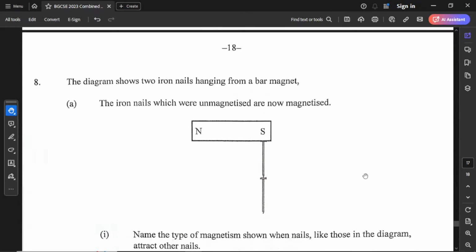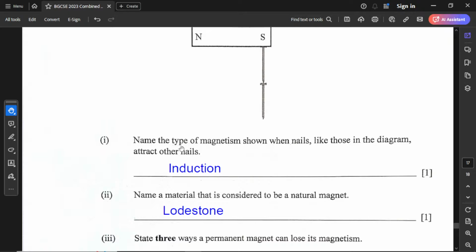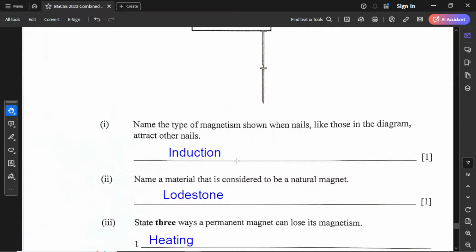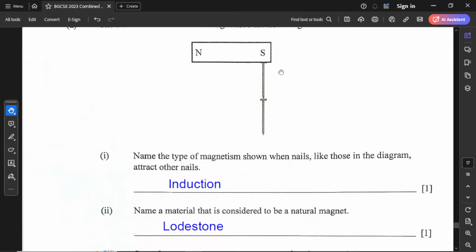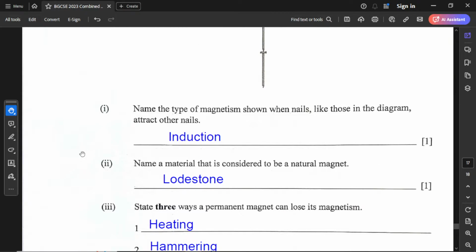Last question. The diagram shows 2 iron nails hanging from a bar magnet. The iron nails, which were unmagnetized, are now magnetized. Name the type of magnetism shown when nails like those in the diagram attract other nails, and that is induction, because we have an induced magnetism from one nail into the other. All right. Please know the different methods that you can use to magnetize, such as stroking, induction, and electrical or electromagnet. All right, it's good for you to know those.